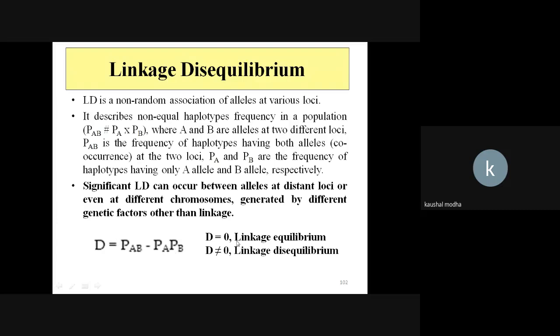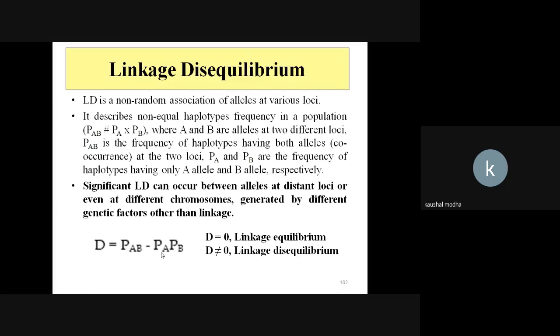When D is 0, it is called linkage equilibrium. There is no disequilibrium. And even if you find association between these two alleles when D is equal to 0, it is random. It is due to chance factor. When D is not equal to 0, when you get some estimate here, not 0, then we can say there is a linkage disequilibrium between these two loci.